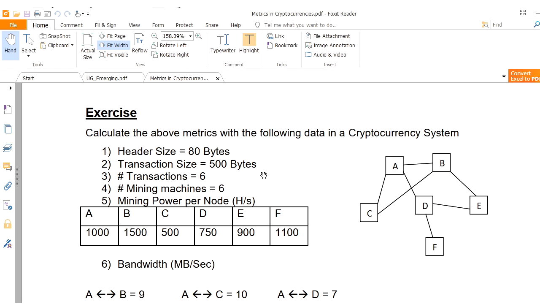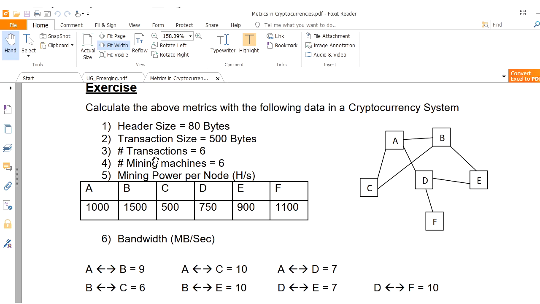So keeping this in mind, I am giving an exercise here. Do it on your own. Here, header size is 80 bytes, transaction size is 500 bytes, number of transactions is 6, number of mining machines is 6, with mining power for the peer nodes. Here, these are the peer nodes. The structure is there: A, B, C, D, E, and F.